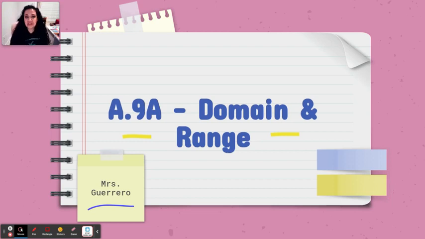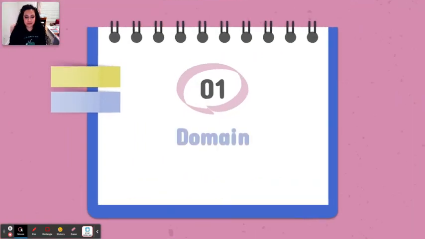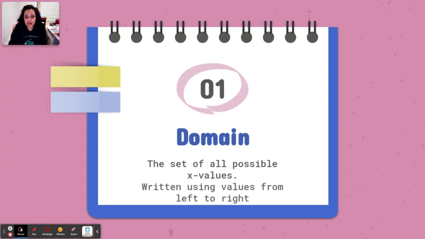And just really quickly, what do you remember about domain and range? Answer the question. All right, let's move on to the next slide. So domain. Domain is the set of all possible x values. And it's written using values from left to right because your x-axis goes left to right. So you start with the leftmost and go to the rightmost. So we're going to start by looking at domain.